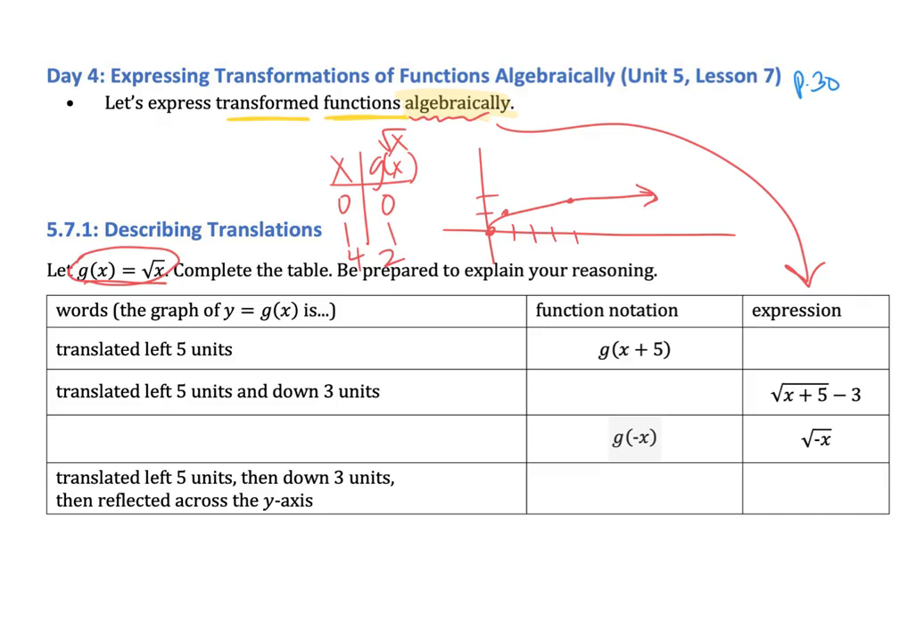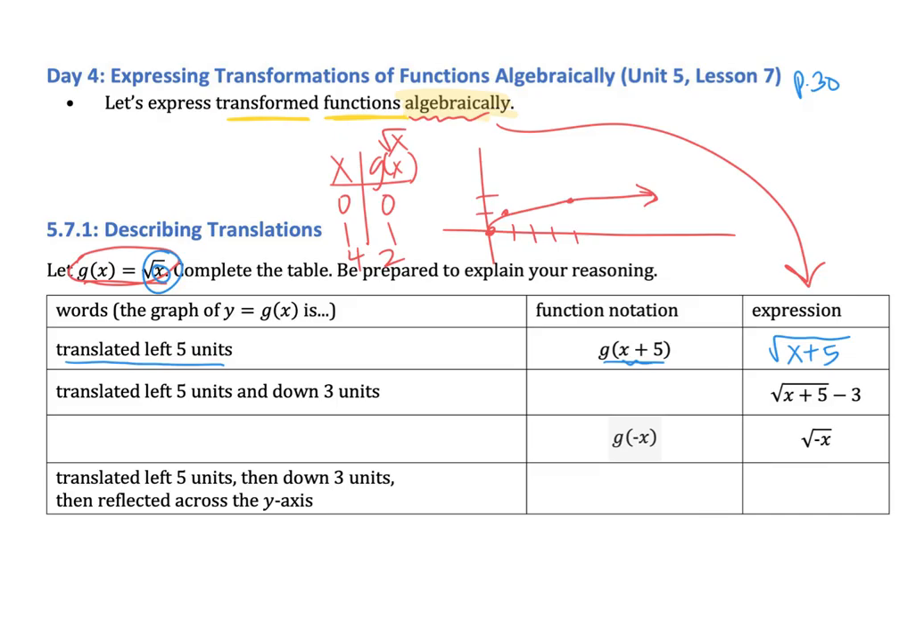So I'm going to take that function, and it says my description in words. I'm going to translate that function left 5 units. So function notation, this is how I would indicate that. Remember, we do the opposite, so I would put x plus 5. Well, if my parent function is the square root of x, I'm no longer going to just have the square root of x. I'm going to put the square root of x plus 5. So I'm replacing this whole x component with whatever is in here. So that's x plus 5.